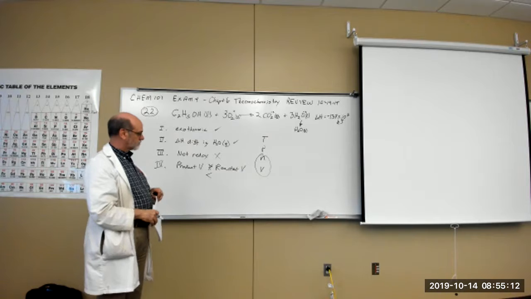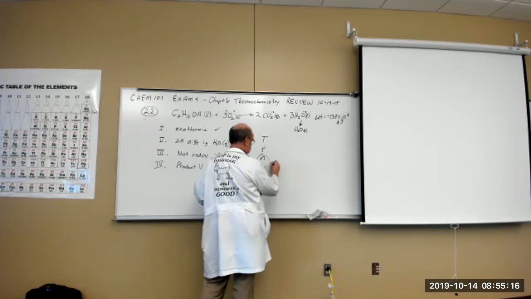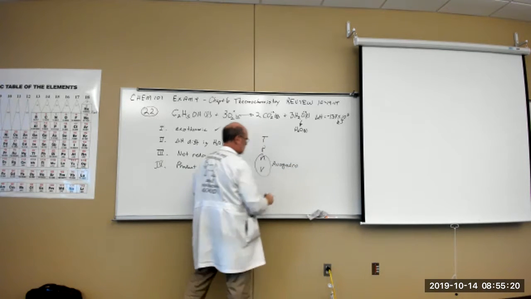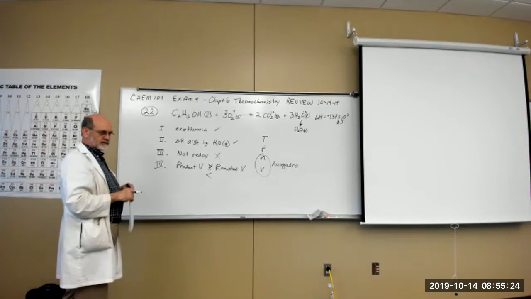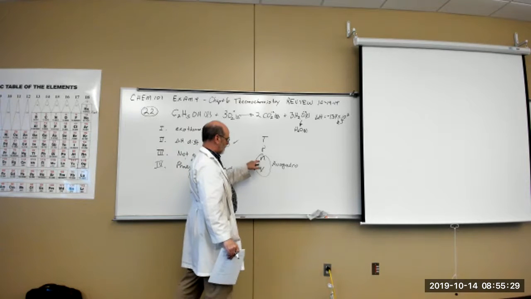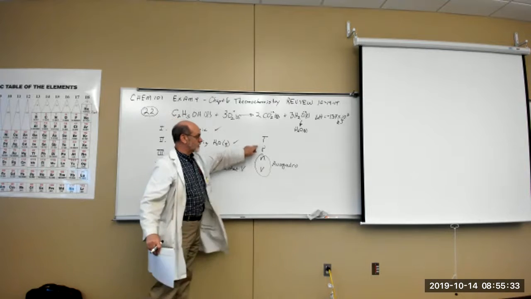Okay? That's Avogadro. That's what he said. One is directly proportional to the other. You got more moles, you got more volume, as long as you keep these two constant.